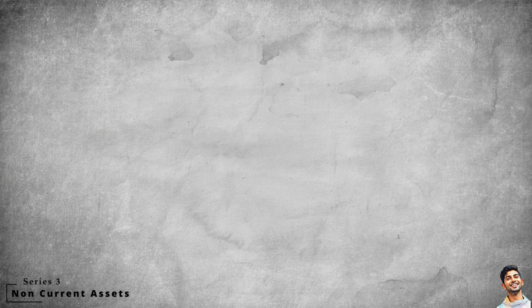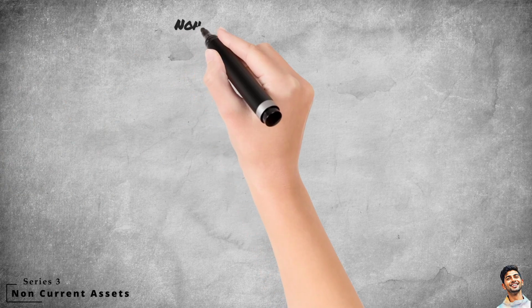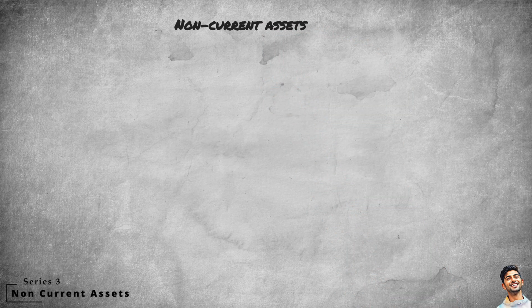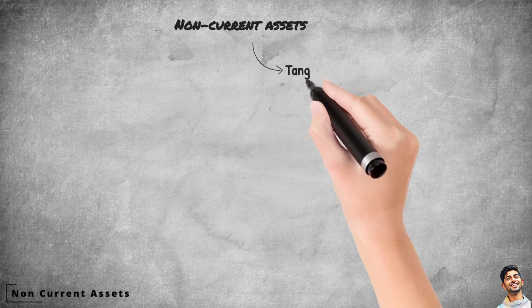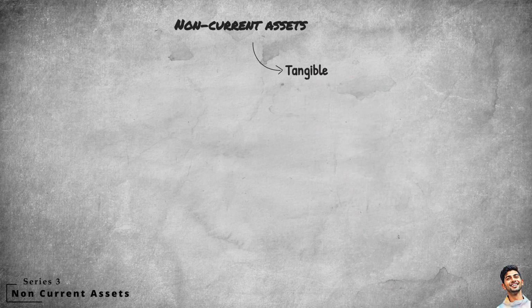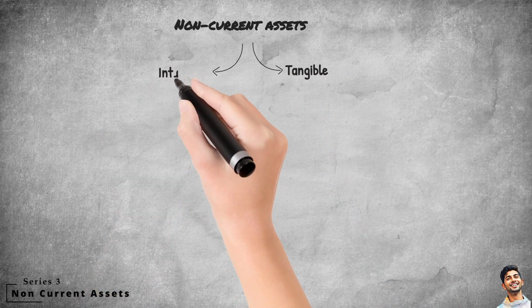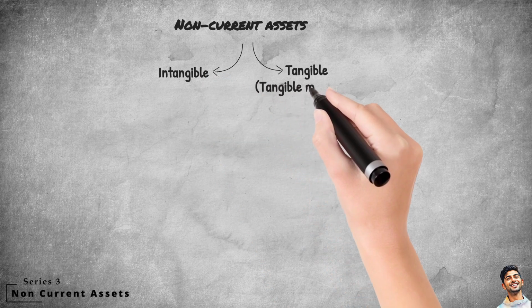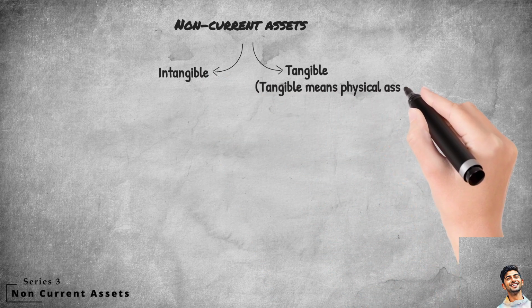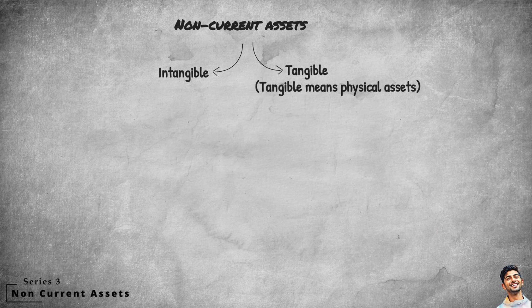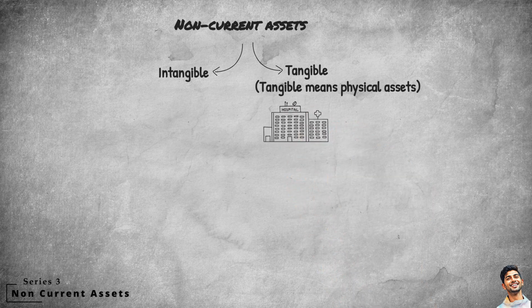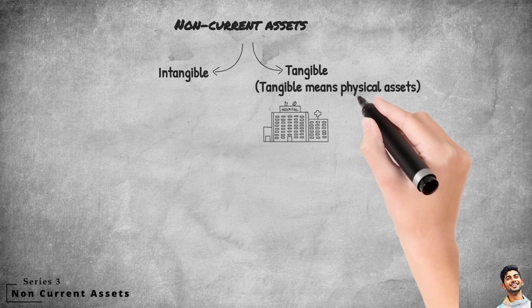Here's the thing. Non-current assets can be either tangible or intangible. Tangible means physical assets like buildings, vehicles, and machinery.